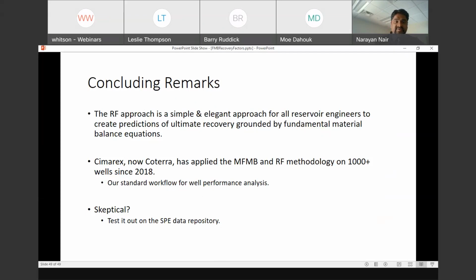And finally, to end with, there's always going to be skepticism with a new method. I would suggest try it out on the SPE data repository. This is publicly available data released through SPE. Those are our concluding remarks, and in the interest of time, we'll skip over to questions and try to address them as we go. Any comments from my other two panelists?